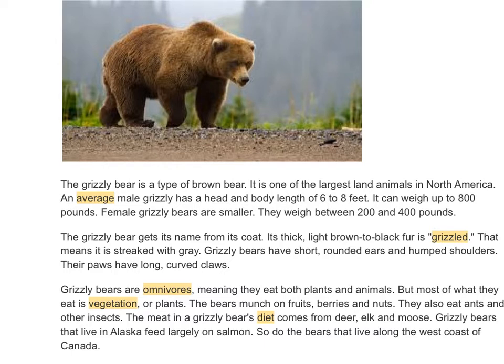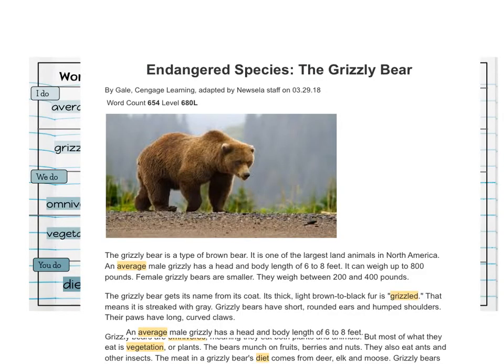Wow, I'm thinking no matter if it's male or female, that is a very large animal. We're going to break down the meaning of the word average. We're going to use what we know from our notes, and we're also going to use a graphic organizer to help us. As we begin, we're going to determine the meaning of the first highlighted word, average.